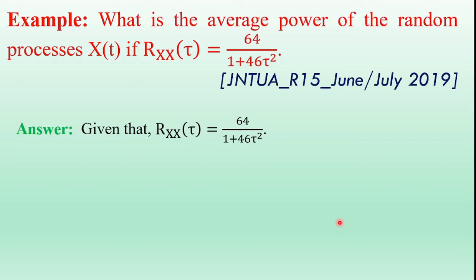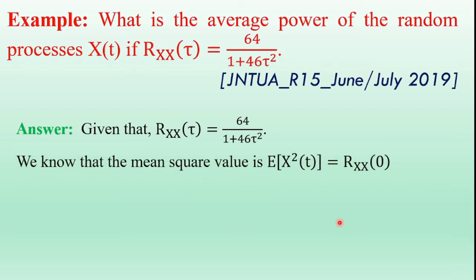So now here we want to calculate the average power of the random process. We know that expectation of x square of t is the average power of the random process. So using properties of the autocorrelation function, the mean square value or average power of the random process is expectation of x square of t is equal to Rxx of 0. In the given autocorrelation function, substitute tau is equal to 0, we get expectation of x square of t is equal to 64 by 1 plus 0, which is 64. So this is the example of average power of the random process.